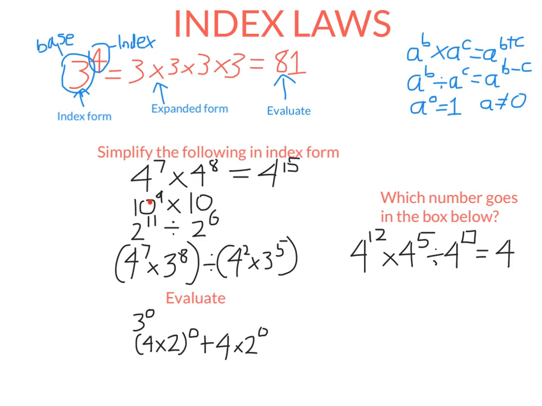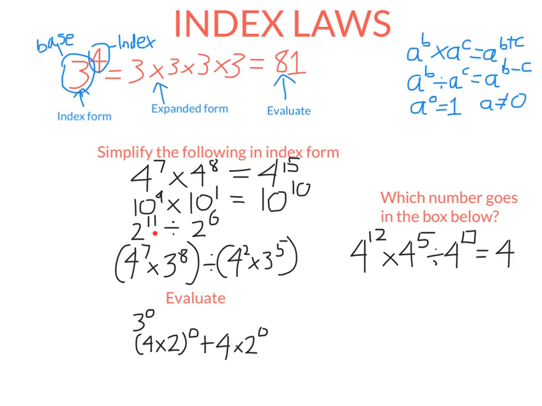So in this next one here, 10 to the power of 9 times 10, note 10 is the same as 10 to the power of 1, just like 4 and 4 to the power of 1 are the same. So we're going to use the first index law again. We keep the same base, so 10 is the base here, and we add the powers. 9 plus 1 is 10, and then we're done.